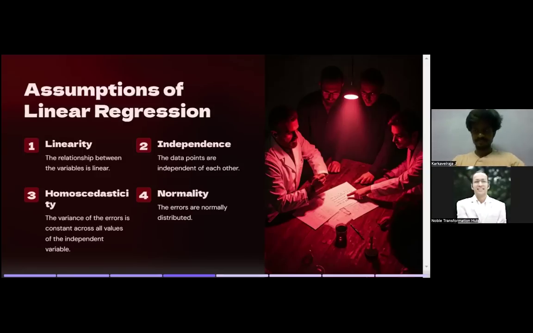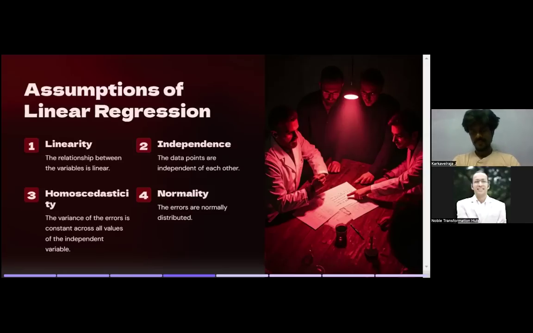So the assumptions of linear regression. First is linearity: the relationship between the variables is linear. Linear comes from the word line. If you see that word properly, you'll understand what linearity is. The variables are in a linear fashion, a line fashion, and that's what is called linearity.